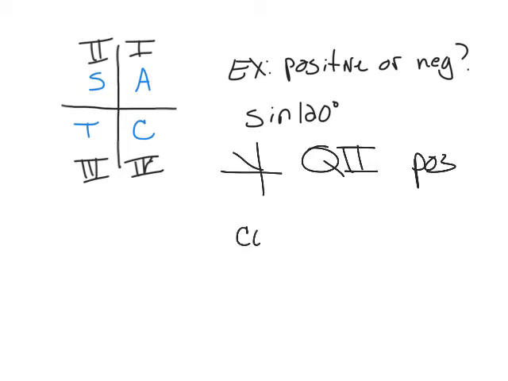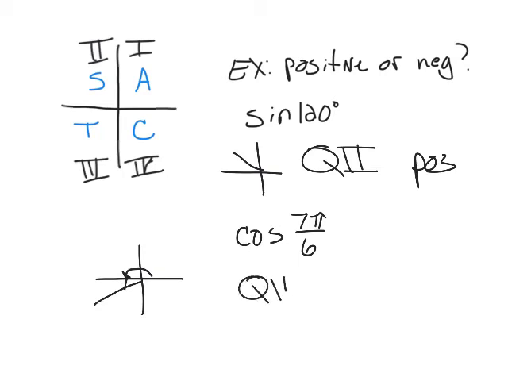If we look at the cosine of, let's look at 7 pi over 6. 7 pi over 6, if you were to convert that if you needed to, or just think about it, 6 pi over 6 is 180 degrees, so 7 pi over 6 is going to be in the third quadrant. And in the third quadrant, the only thing positive is tangent, therefore this answer would be negative.